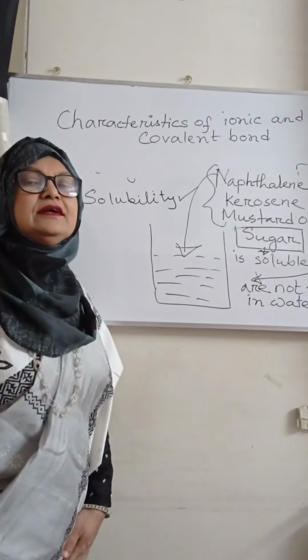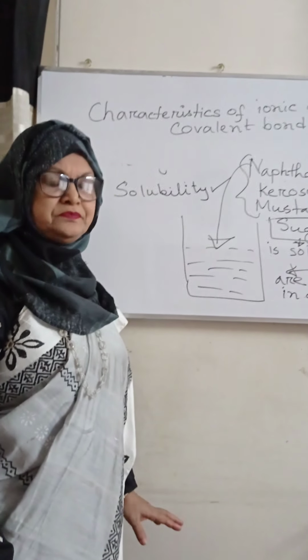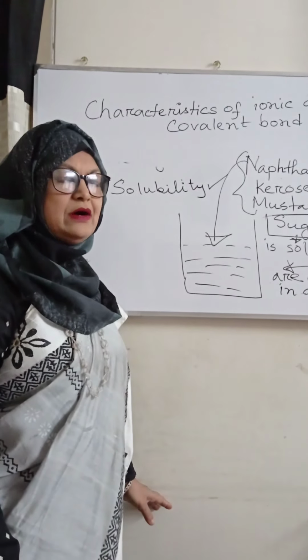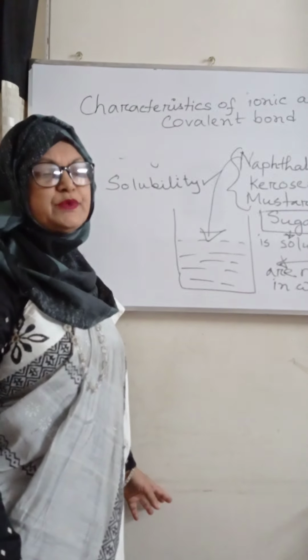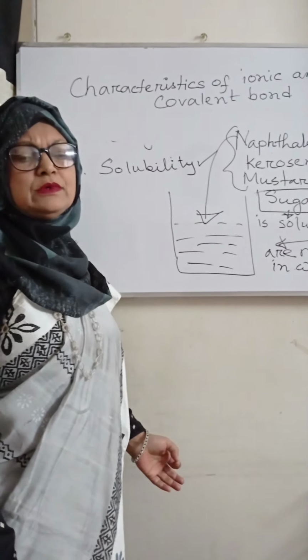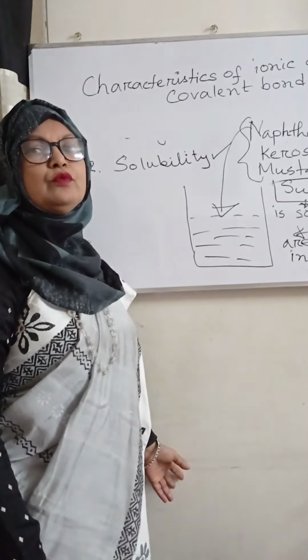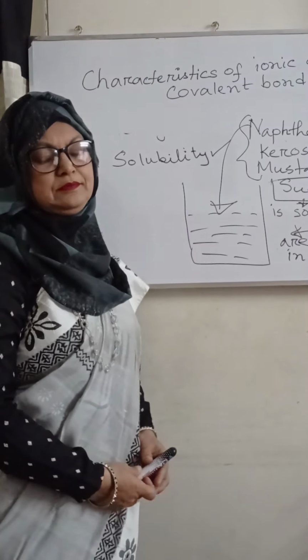And now finally we can observe that usually ionic compounds are soluble in water apart from some exceptions, and also apart from some exceptions, usually covalent compounds are not soluble in water.